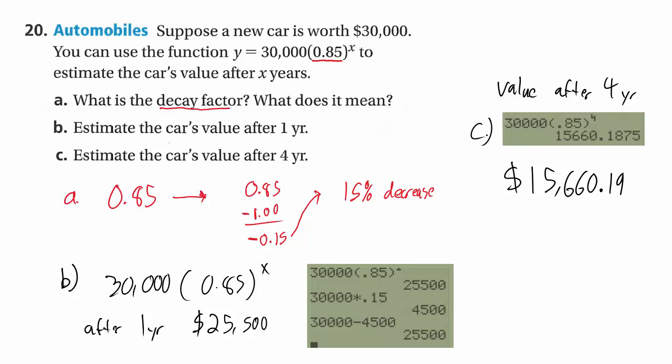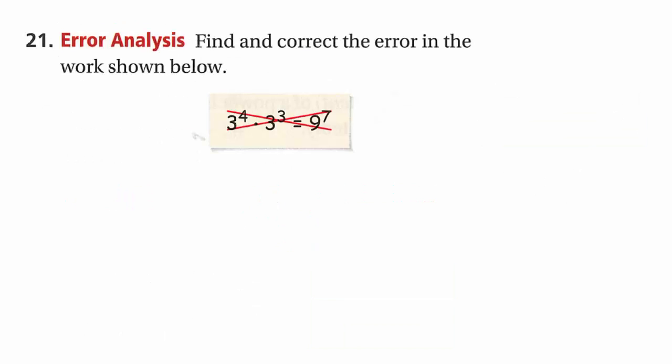For number 21, we're trying to point out the error here. Here's what they did wrong. Can you see it? They're supposed to add the exponents, so this is good. The 7th power is good, but you don't multiply the bases. 3 to the 4th times 3 to the 3rd is 3 to the 7th.